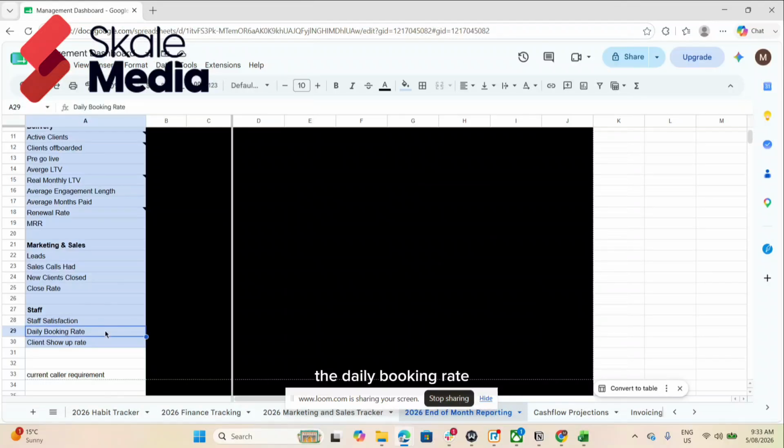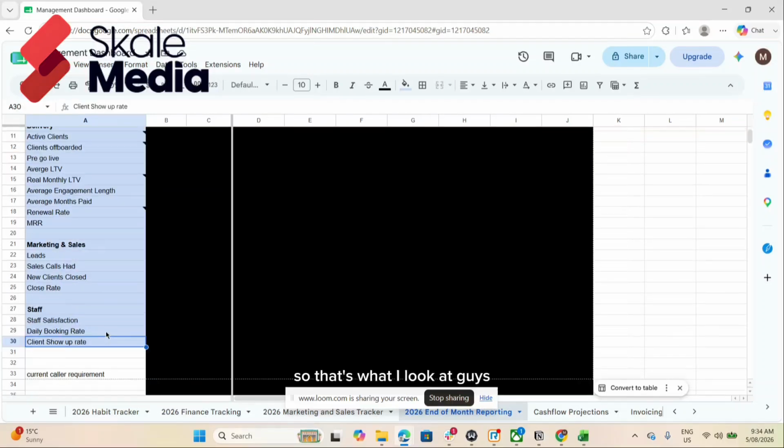The daily booking rate. So for us, this is our callers, and are they producing at least 4 calls a week? Now, at the moment, I think we're sitting at, on average, just a little bit over a call a day booked per caller. So that's a really good booking rate there. And our client show up rate. So what's our show up rate on average of our clients' sales calls? So this gives us a really good metric to make sure that all of our clients' leads are actually showing for them as well. So that's what I look at, guys.